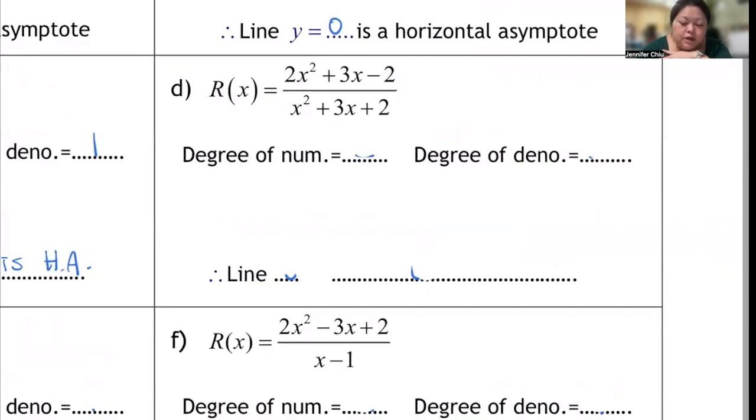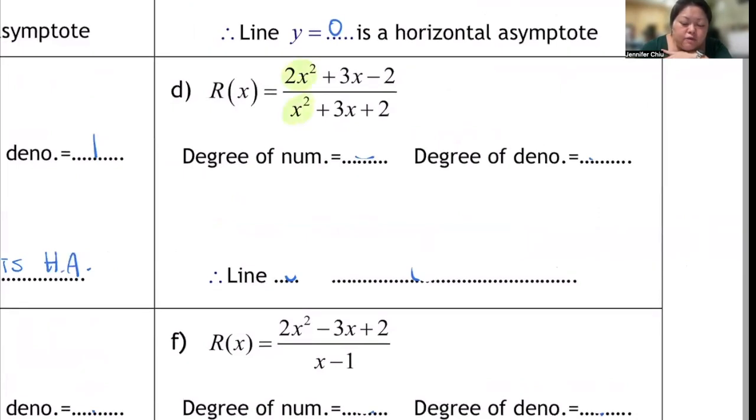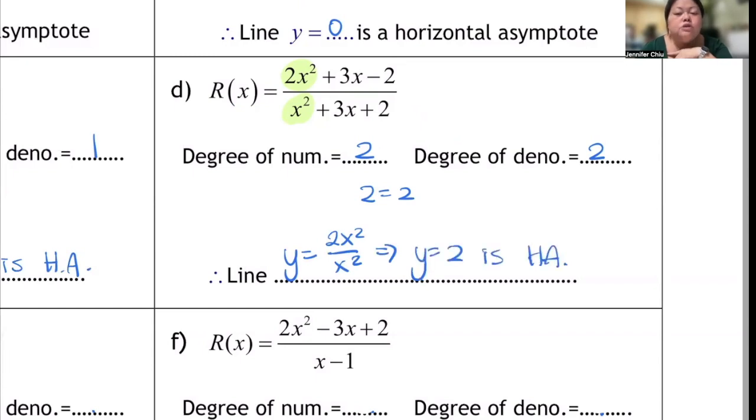Okay, similarly here, we have leading coefficient over leading coefficient. So we have the top degree of 2 and the same bottom degree of 2. 2 is equal to 2. Therefore, you take your leading coefficients and you go ahead and reduce it out. And then you get y equals 2 as your horizontal asymptote.